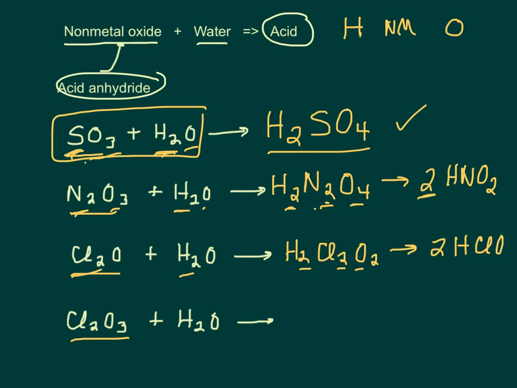Okay? 2 H's, 2 Cl's, 4 O's. I can reduce by 2. So I really have 2 HClO2. Okay, so that's all there is to synthesis or combination reactions.